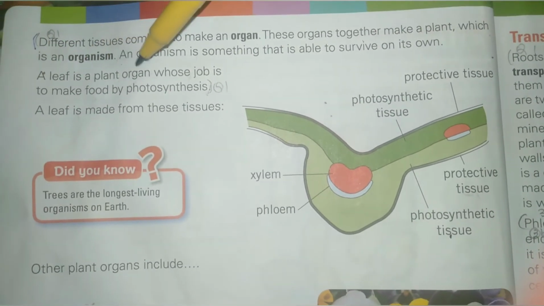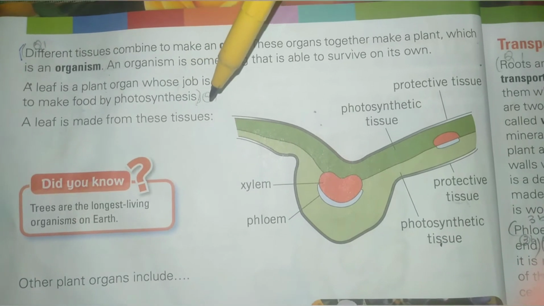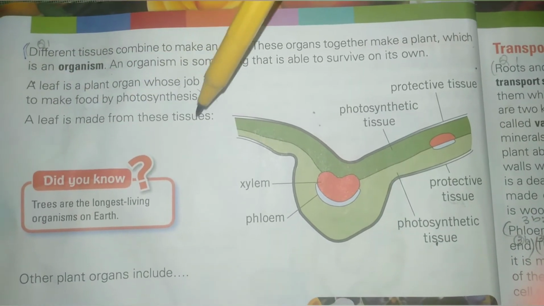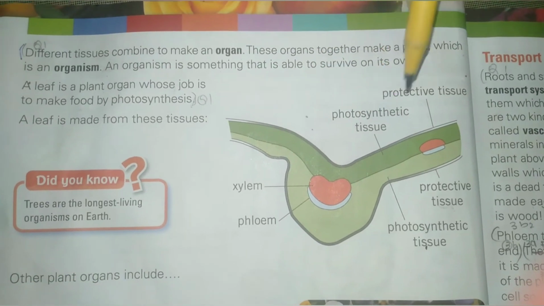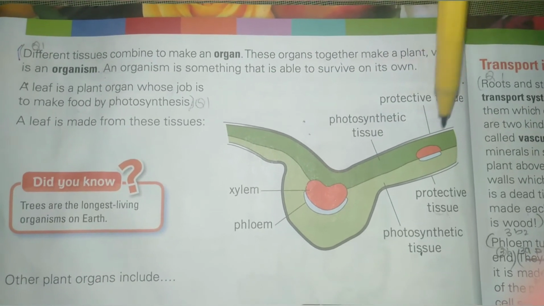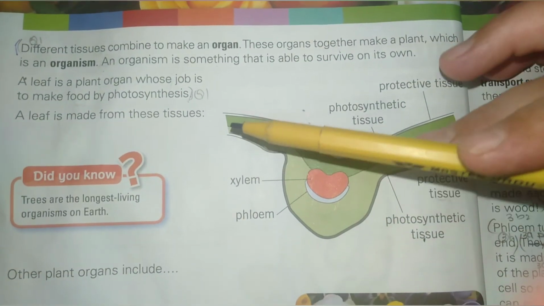A leaf is a plant organ whose job is to make food by photosynthesis. A leaf is made from these tissues, that is xylem, phloem, photosynthetic tissue, protective tissue on the upper surface of the leaf, and this protective tissue on the lower surface of the leaf.